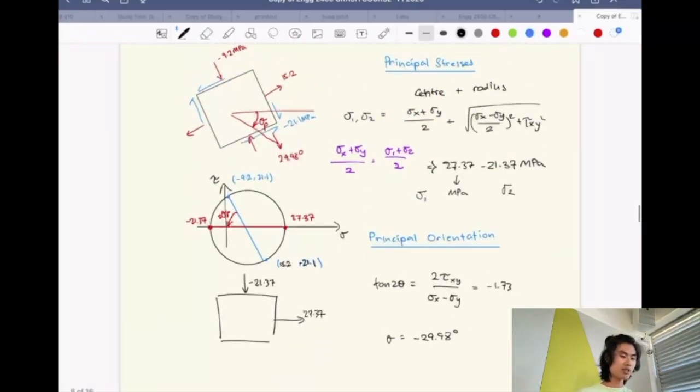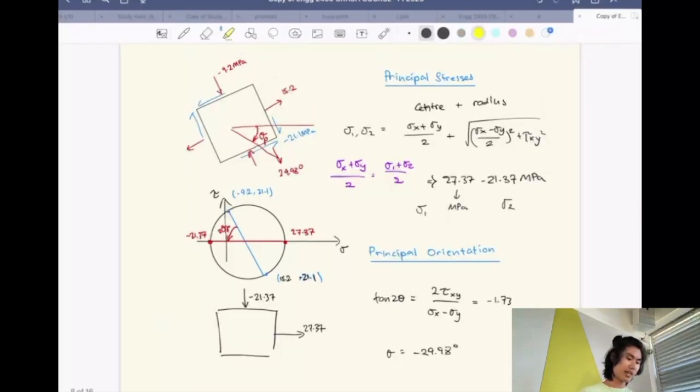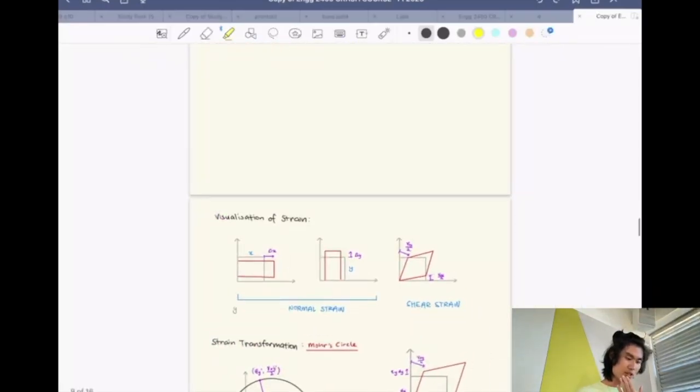You don't actually need the Moore circle. You only need it to do all of this stuff. But I was just showing you how it works on the Moore circle. Okay. Now let's go to strain.